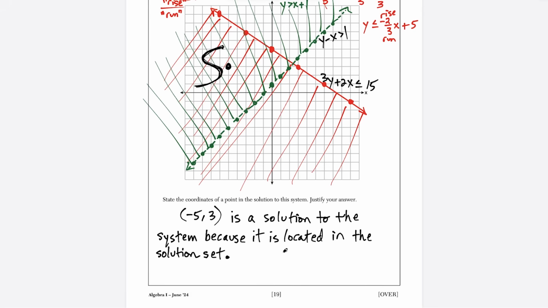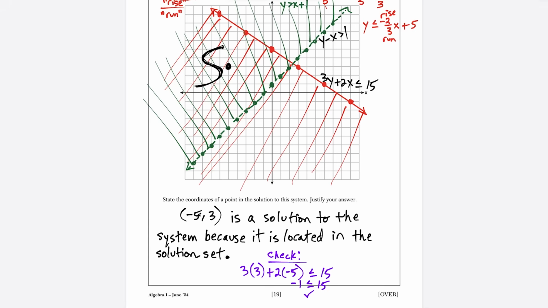If you really want to play it safe here, you could even check your work off to the side, and plug in the point (-5, 3) to both of these linear inequalities. If I plug into 3y plus 2x less than or equal to 15, I have 3 times the y here, which is 3, plus 2 times the x, which is negative 5. Is this less than or equal to 15? Well, here I would get 9 minus 10, and 9 minus 10 is negative 1, and negative 1 is definitely less than or equal to 15, so this one checks out.